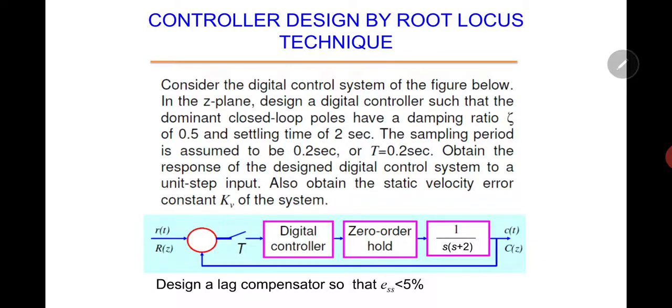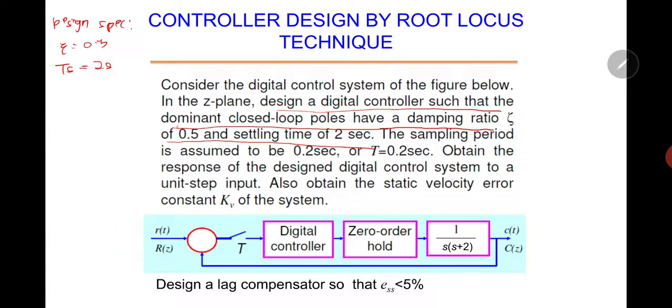Let's take a look at this first example. For a control design, there are several methods that we need to follow. In this example, the question asks us to design a digital controller such that the dominant closed loop pole has a damping ratio of 0.5 and settling time of 2 seconds. So we have this design specification: we want zeta to be 0.5 and settling time to be 2 seconds.